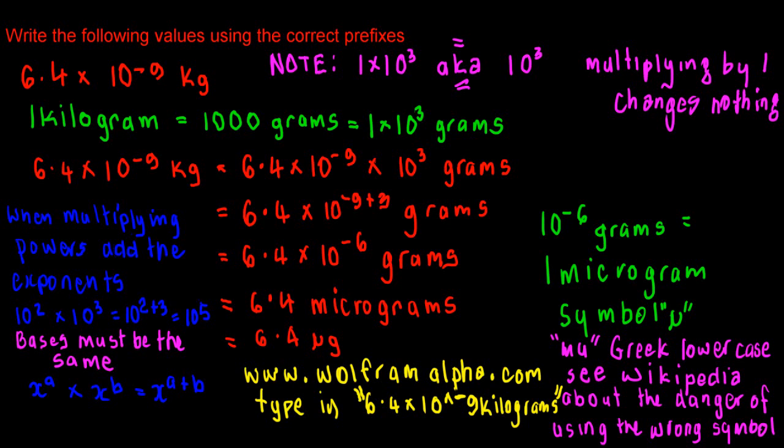wolframalpha.com. Now you go to that website. It can be a little bit cantankerous, but type in 6.4 times 10, and that's the little caret thing, I think it's above the 6, to the power of negative 9. So that's how you put powers in sometimes, by using that little caret above the 6. Then the negative 9 kilograms. Put that in and see what you get. It gives you some interesting information, and it also gives you the answer that I've got down here. So good luck with all that.